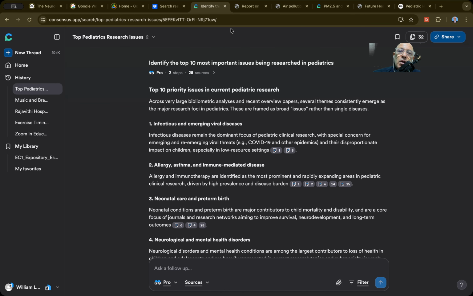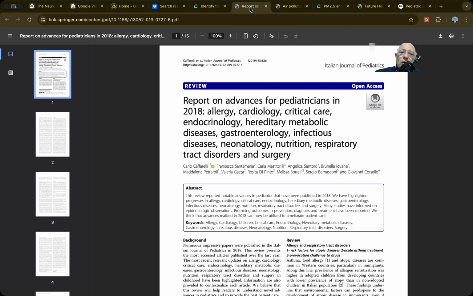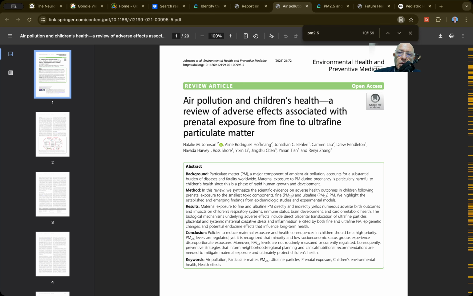And so I've done another search related to this. I will click on one of the papers that it found. This is, I just opened this up, the Italian Journal of Pediatrics. Found another one that looks useful with a lot of citations. Air pollution and children's health, a review of adverse effects associated with prenatal exposure from fine to ultrafine particulate matter.